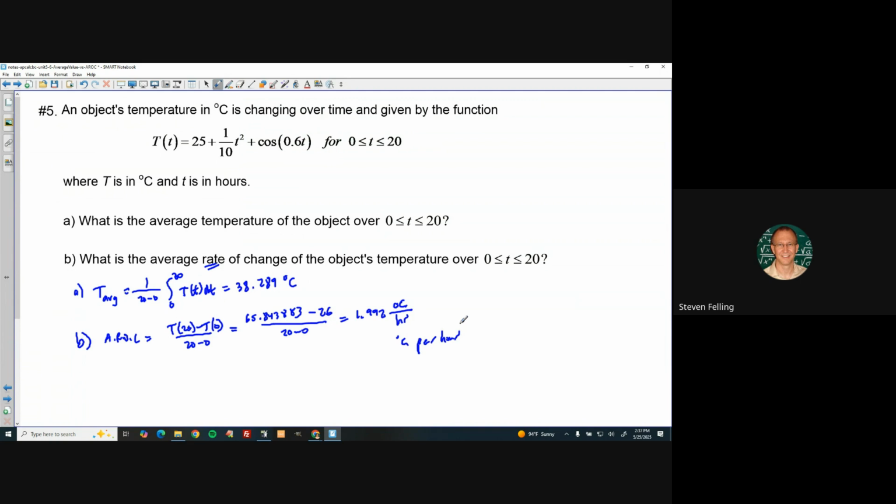All right, so if you got both those right, you got the key idea. This is the last of the kind of basic uses of integrals and the difference between average value and average rate of change.